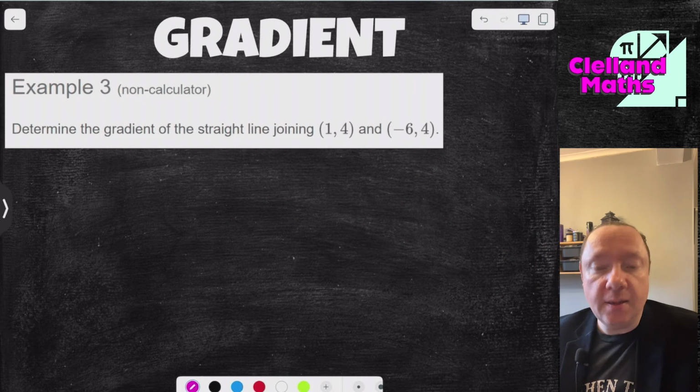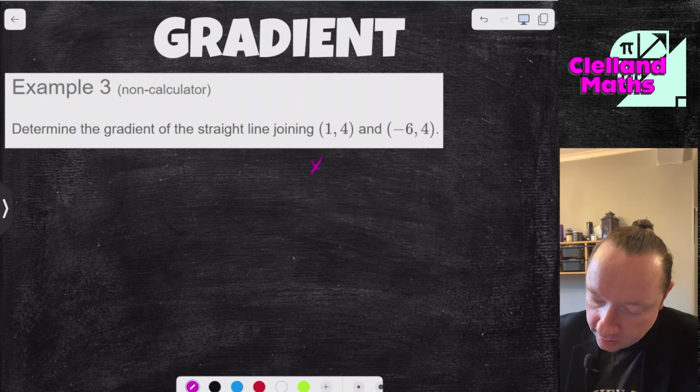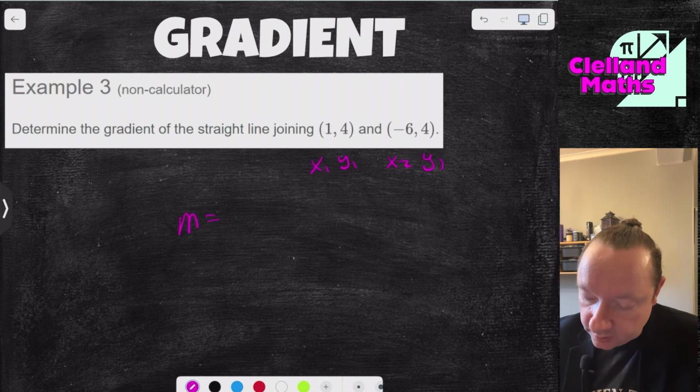Okay, example 3. Determine the gradient of the straight line joining (1, 4) and (minus 6, 4). x1, y1, x2, y2. I'm going to show you what happens here, but then I'm going to show you something else with this in a minute.